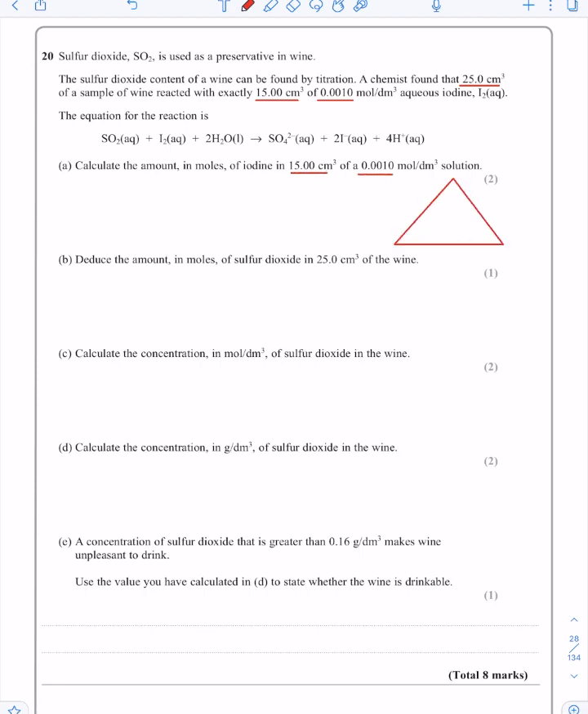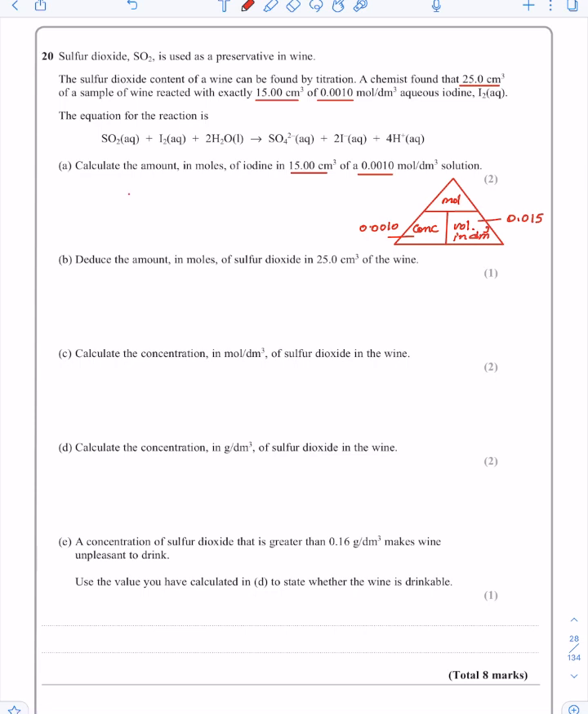طيب أنا القانون عندنا اللي هو بيقول إن المولز is equal to the concentration by the volume in cubic decimeter. طيب أنا دلوقتي عاوز أجيب المولز of iodine، يبقى أعمل multiplying the concentration 0.0010 في الفوليوم اللي هو 15 over 1000 يعني 0.015.